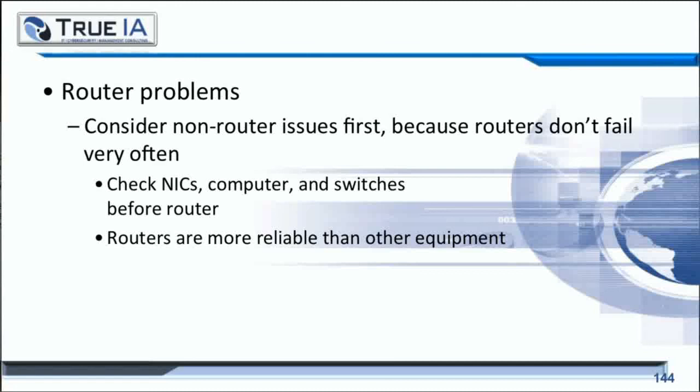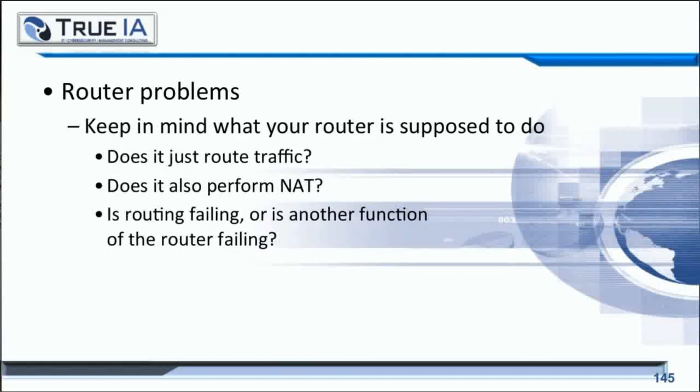When troubleshooting routers, it's always best to consider non-routing issues first, because routers don't usually fail. You'll want to check the NIC, check the computers, and check the switch before diving in and thinking it's a router problem. Routers really are more reliable than any other equipment on the network. Keep in mind that what your router is supposed to do is route traffic. If traffic is being routed, then it's not a routing problem.